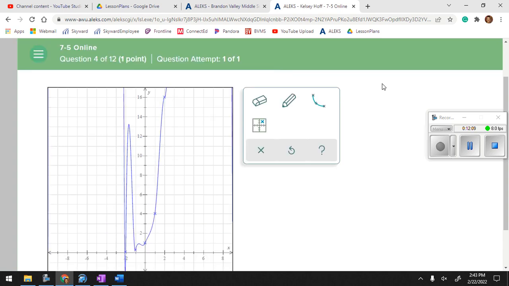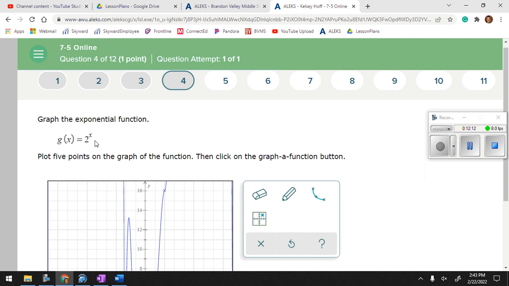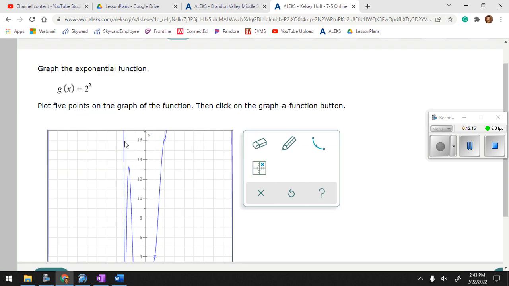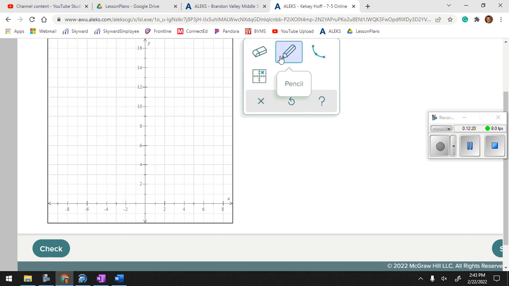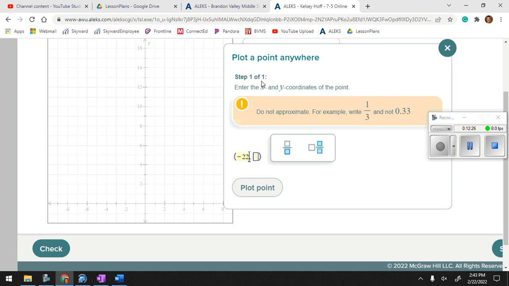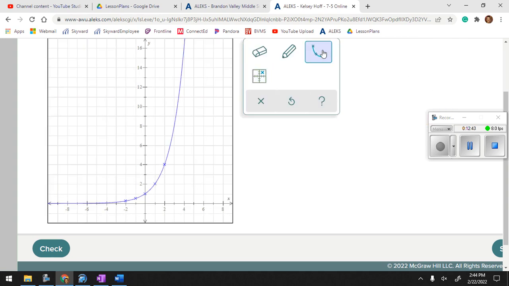Try checking it. Well, it's not going to be right because it's the wrong function. Plot 5 points on the graph, then click the graph of function button. It's not the same equation. Let's see here. It should still graph it correctly. So -2 would be 1/4. -1 would be 1/2. 0 would be 1. 1 would be 2. 2 would be 4. Okay, this is what it should look like. I don't know why that other one's not working. It apparently doesn't like that.